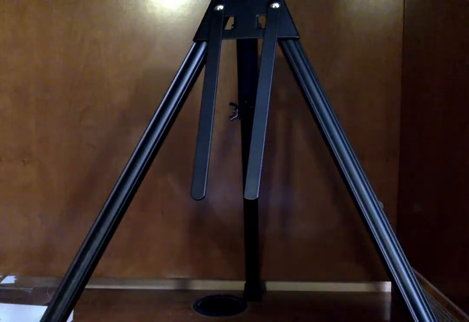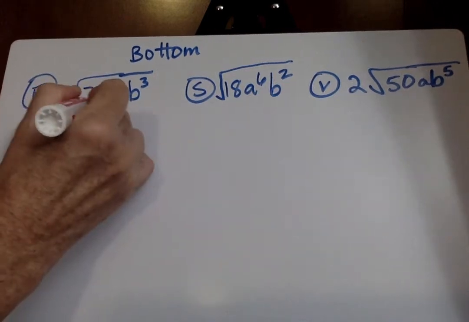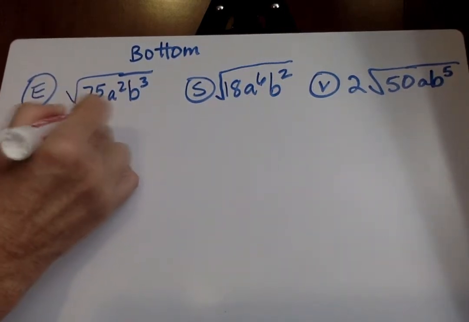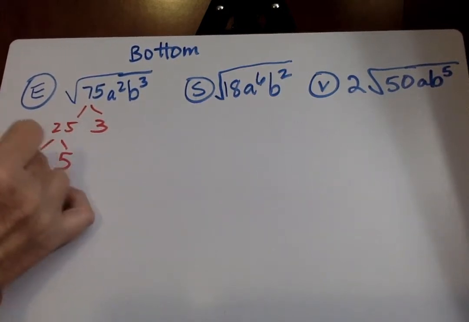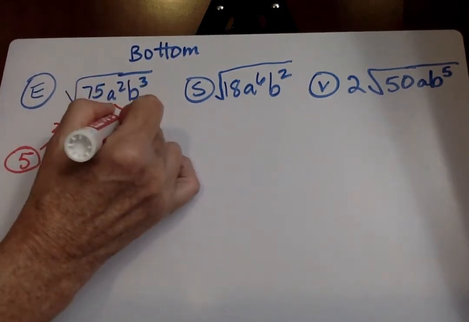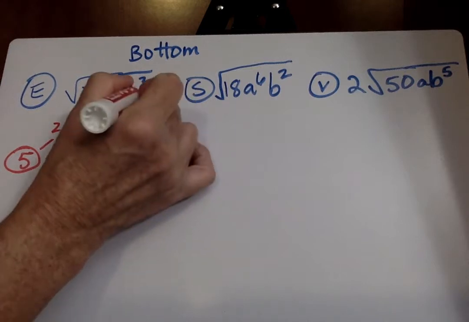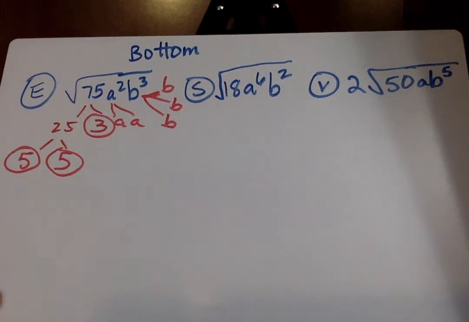The bottom, I'm going to do a couple from the bottom. We have 75a squared b to the third. And this is the second one on the bottom half. So I'm going to break down 75 into 25 times 3 and 5 times 5. These are prime factorization. Now we have an even number of a's, so none of them is going to be left underneath. B, there's an odd number, so there's going to be 1 left behind.